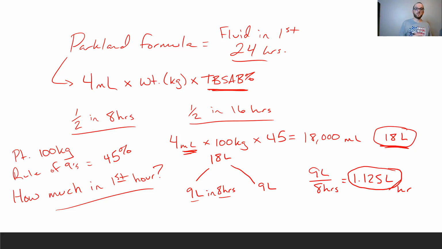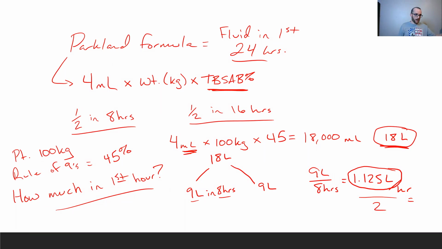If they said how much in the first 30 minutes, then we could say, okay, 1.125 for an entire hour, so if we're only going to do that for half an hour, we'll divide it by 2, and that'll give us another number. You can peel it down to whatever time interval they're asking you. Probably something more like how much fluid in the first hour or the first half hour, which is more likely for the realm of time that we're going to be interacting with the patient. So this is how we'll get it.